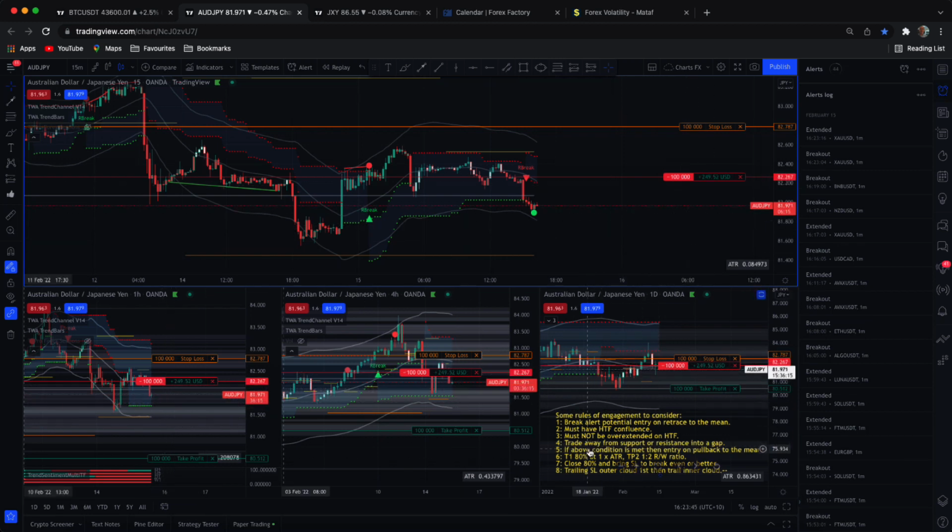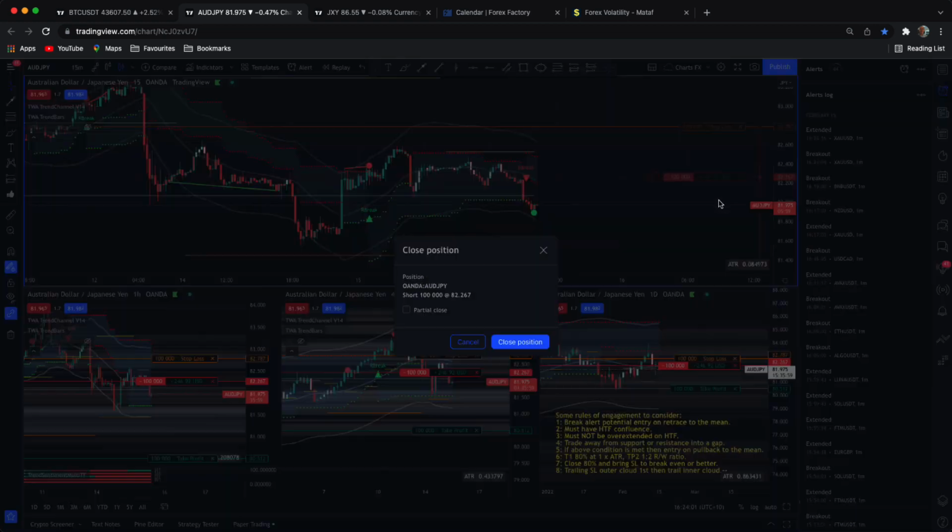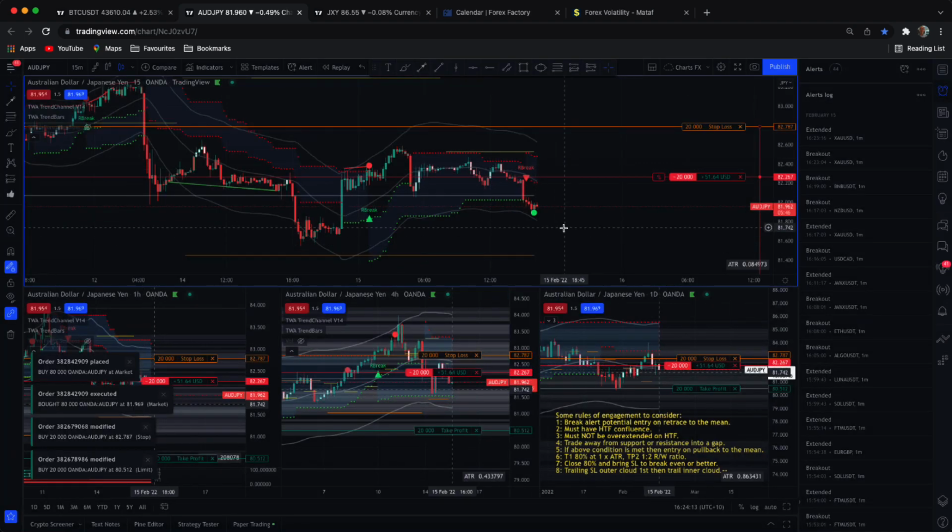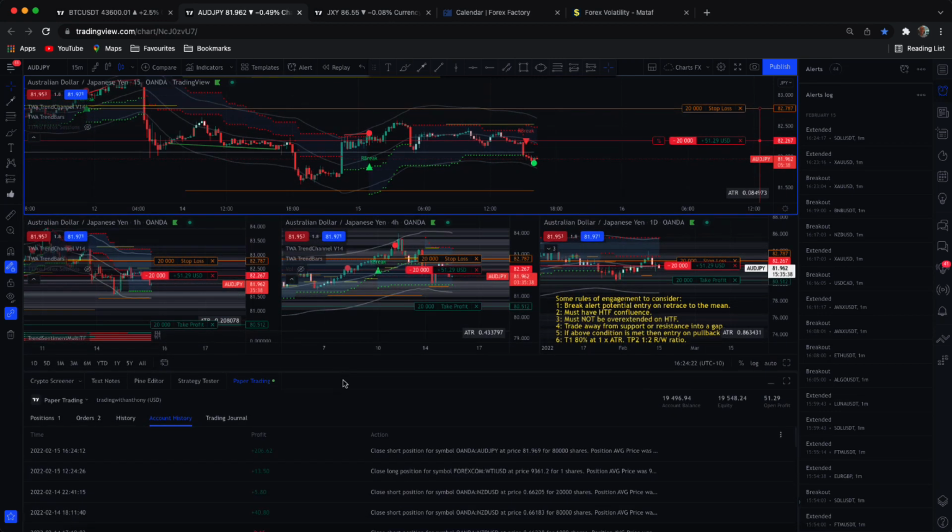I'm just going to jump ahead here. T1, 80%. I'm going to close 80% of this position, and I'll show you what I do with the stop loss. So we can right click here, we can close, we can do a partial close. We've got 100 here. I'm going to type in 80. Now we have money in the bag. Let's go down to the account and see what we've closed here.